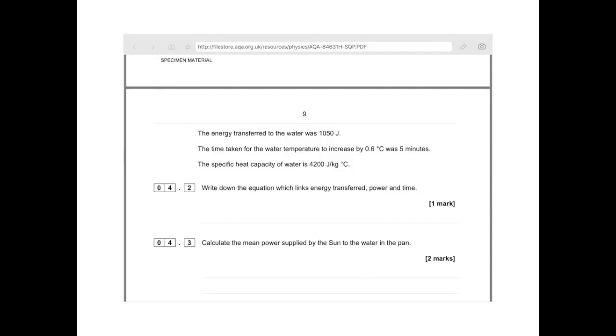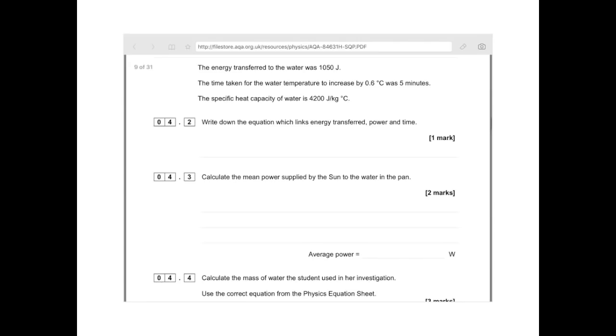Write down the equation which links energy transferred, power and time. So it is E, energy, equals power times time. Calculate the mean power supplied by the sun to the water in the pan. So we've got power. Let's rearrange that equation. It looks like this, by the way, in the triangle, which we know I love. Because we're after power, we cover that up and we see the power is given by energy divided by time. So it's always good to write out your equation.